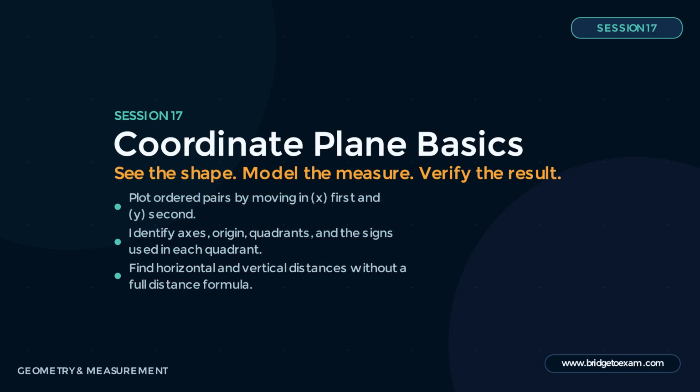By the end, you will be able to plot ordered pairs by moving in X first and Y second, identify axes, origin, quadrants, and the signs used in each quadrant, find horizontal and vertical distances without a full distance formula. Keep the diagram, the calculation, and the unit connected at every step.